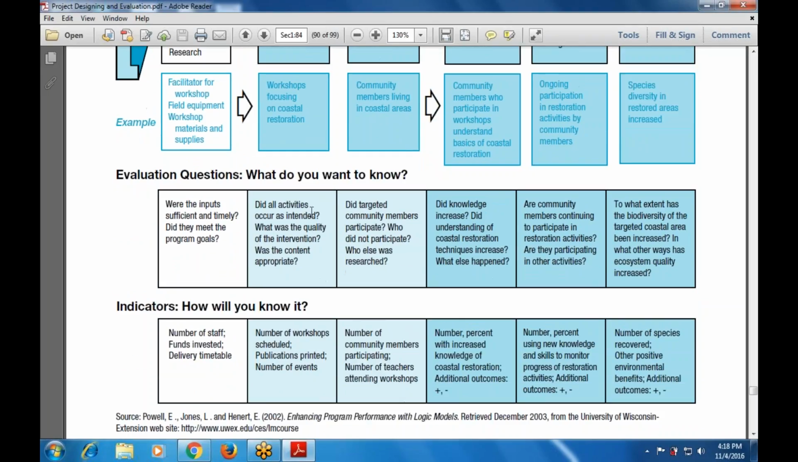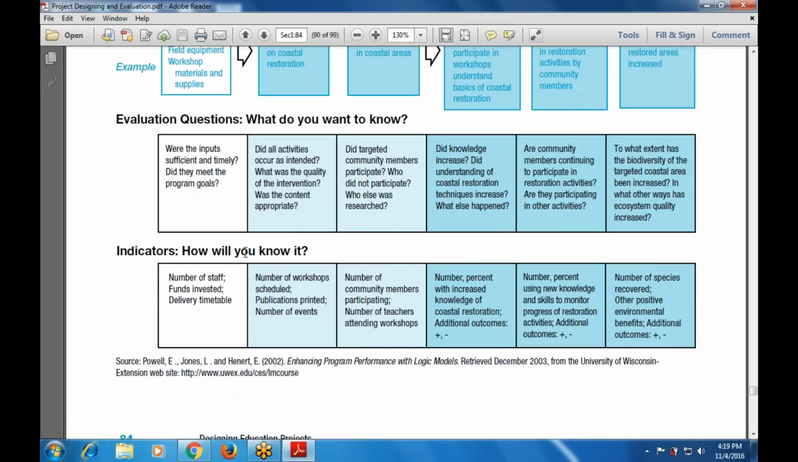Next one is the indicators. How will you know it? How will you know the indicators? What are the various indicators that are used over here? That is the number of staff, funds invested, delivery timetable. So these are the indicators that we have discussed.